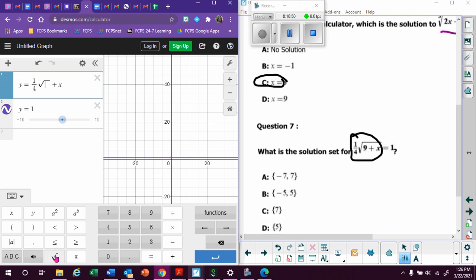Checking what's the square root of 9 plus x. Oh, sorry, I deleted everything. Square root of 9 plus x. All right, that's the graph. So 1/4 of 9 plus x, and then the other one will be y equals 1.